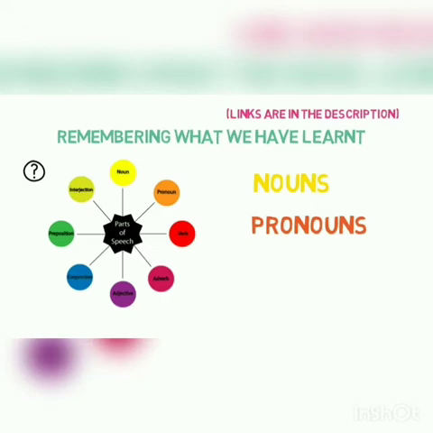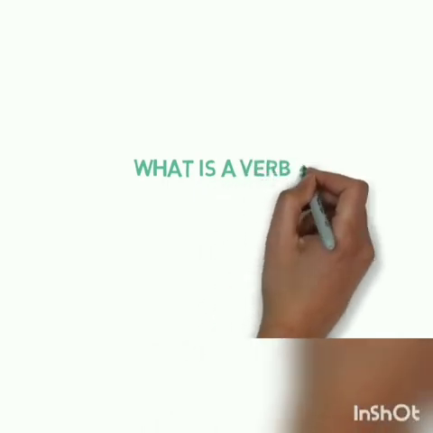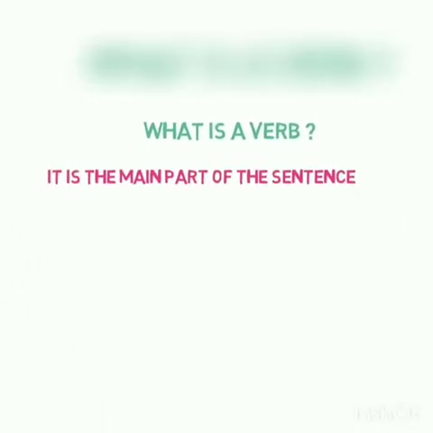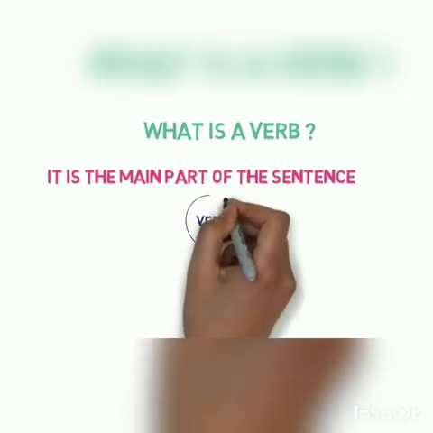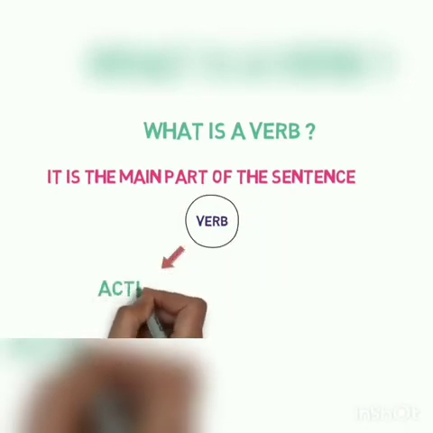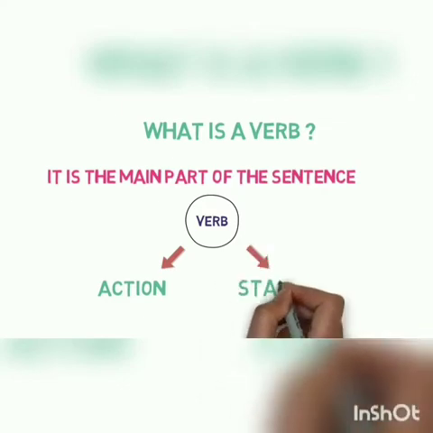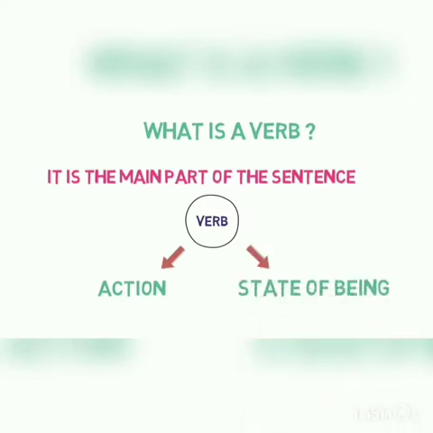In this video, we are going to discuss the third and very important part of speech, that is verbs. So let's begin. So what exactly is a verb? Verb is the main part of the sentence. Verb tells us two things about the subject: an action or activity performed by the subject, or a state of being of the subject. In other words, state or situation of the subject.